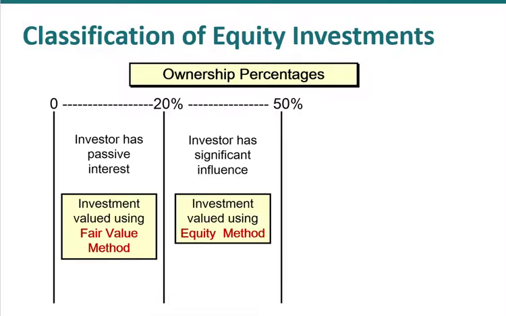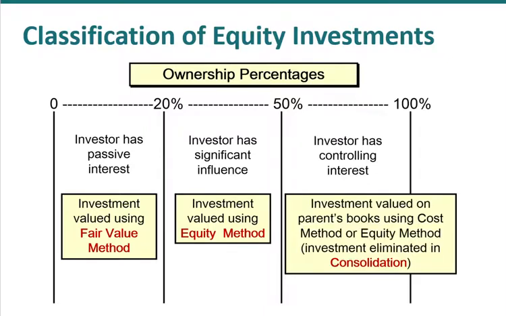On the other hand, absent any other evidence to the contrary, with an investing interest between 20 and 50%, the investor is considered to have significant influence and will use what's referred to as the equity method. Finally, if we have more than 50% ownership, in fact anything from 50% to 100%, we have what's referred to as a controlling interest.